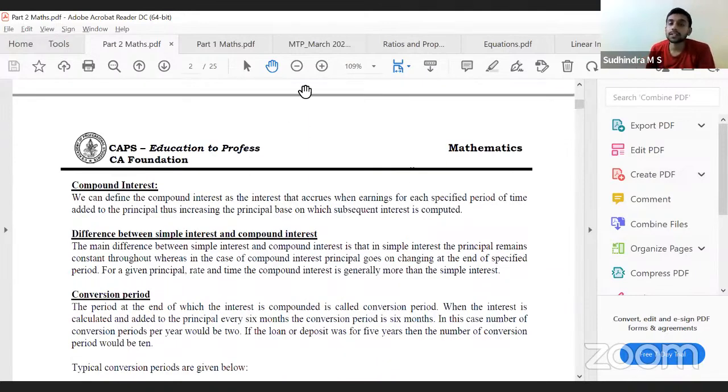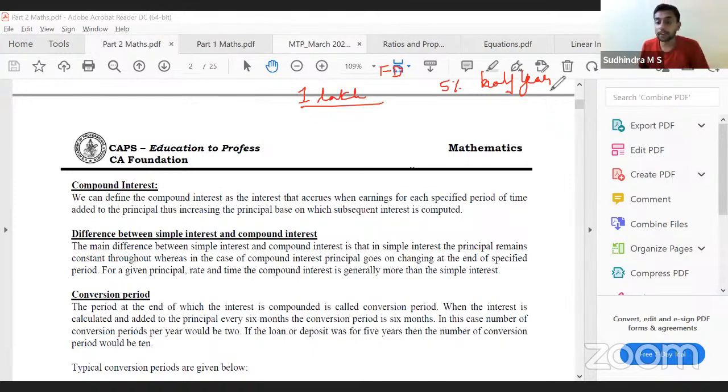Whereas, what is compound interest? In compound interest, we would compound the interest back to the principal and calculate the subsequent interest on the revised balance that we have, on the accumulated balance that we have. So compound interest is the interest that accrues when earnings for each specified period of time are added to the principal, thus increasing the principal base on which subsequent interest is computed. So if we have deposited 1 lakh FD, interest rate of 5%, and they are compounding it, let's say half yearly, adding the interest component to the principal every half year.